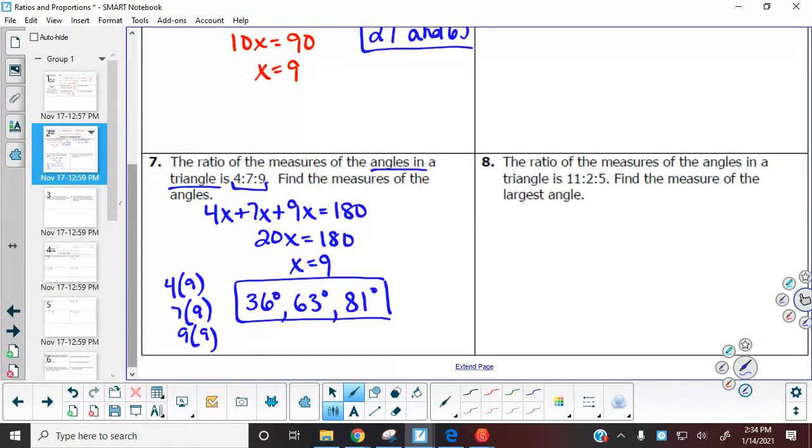All right, so if you look at number 8, it's very similar. The only difference is that we're trying to find the largest angle rather than all of the angles.